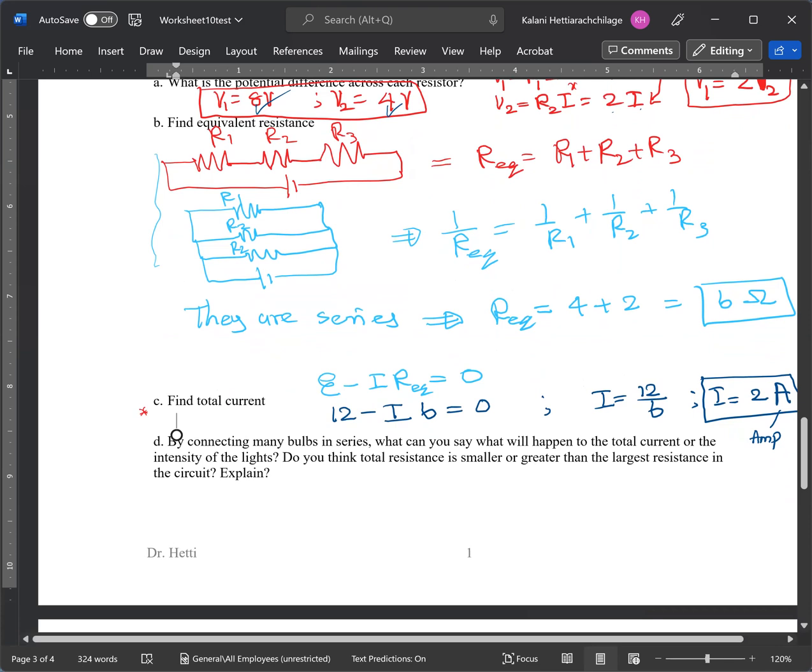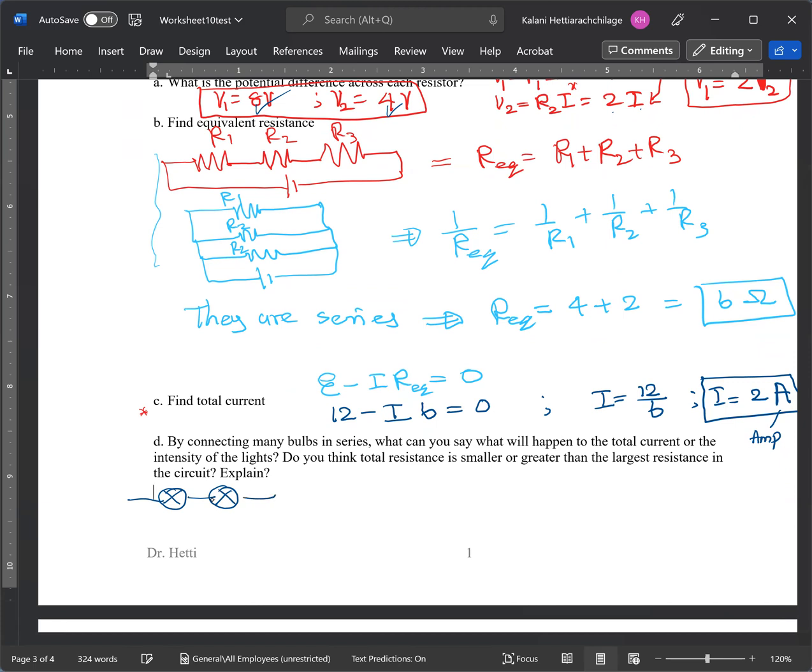Okay, so now I have a concept question here. By connecting many light bulbs in series, what can you say will happen to the total current or the intensity of the lights? Do you think total resistance is smaller, greater, or equal to the largest resistance in this circuit? Explain. So you have light bulbs. Light bulbs, you use the symbol like this, right?